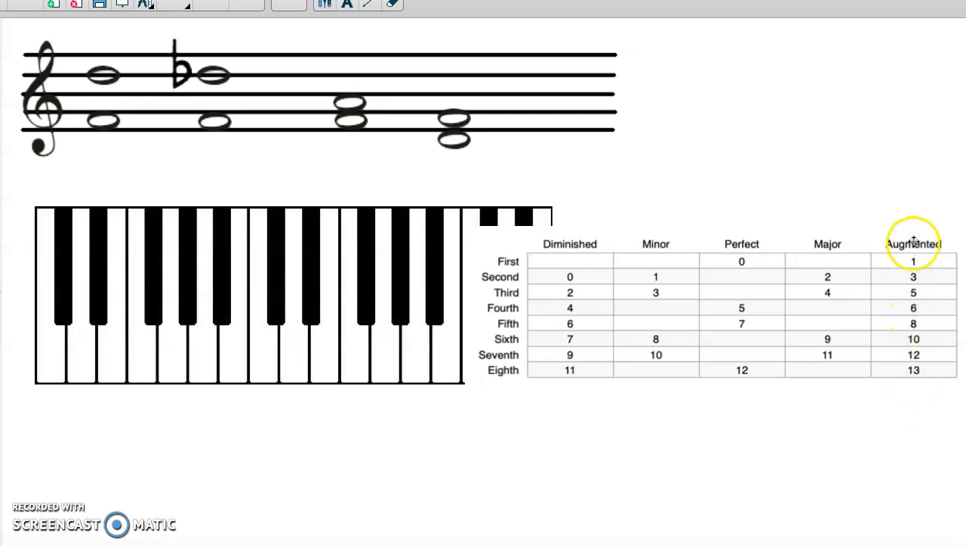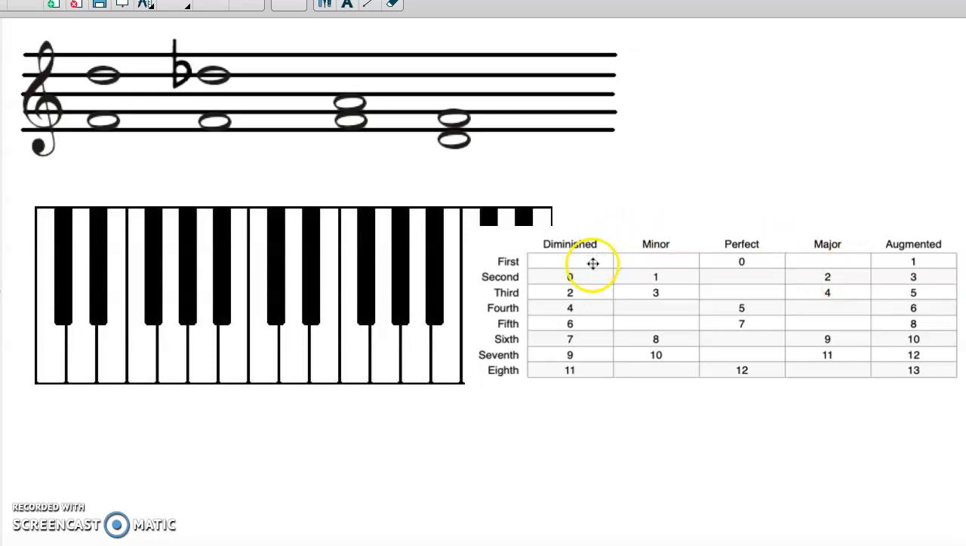For our purposes today, we are not doing augmented or diminished. We are only doing minor, perfect, and major. If you notice, here's how the chart works. If you have a sixth and you want a minor sixth, there are 8 half steps in between the two notes for a minor sixth. Okay? If you want a major second, there are 2 half steps in between the notes for a major second.